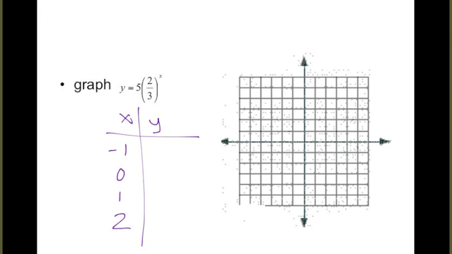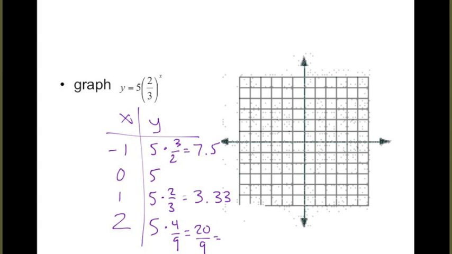When you plug in a -1, it's going to flip over that fraction. So you get 15 halves or 7.5. Plug in 0, and it gives us the coefficient, the number in the front. Plug in 1, and I would have 5 times 2/3, which is 10/3 or 3 1/3. Plug in 2, and it'll square that fraction. So I get 20/9, or 2 2/9.